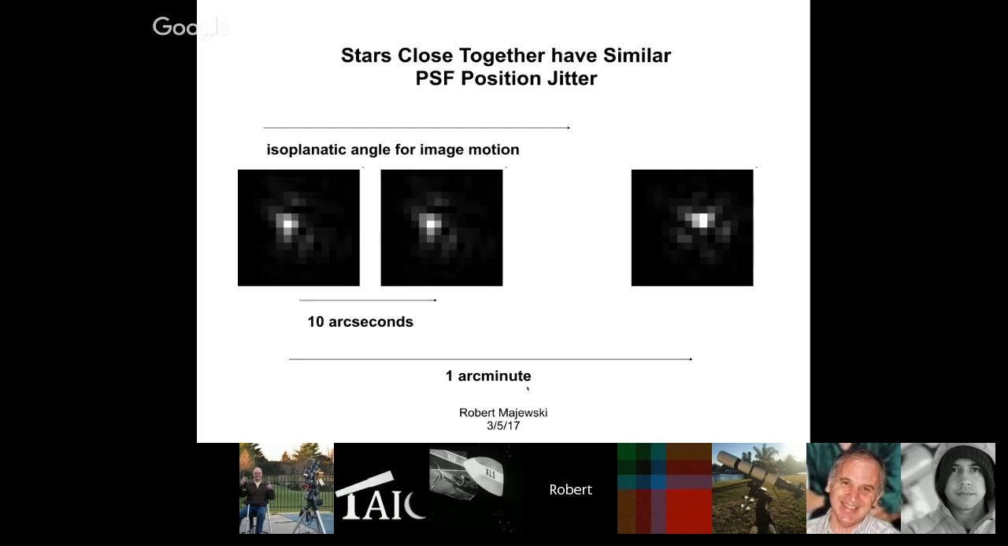Now let me just kind of explain that. If you have two stars that are close together, like 2 arc seconds apart, and you could watch what's going on, you'll discover that they jitter pretty much the same amount. In fact, they're blurred almost the same. But if you look at a star that's an arc minute apart, it's going to be rather different. It's going to have a different blur shape. It's going to have a different jitter.